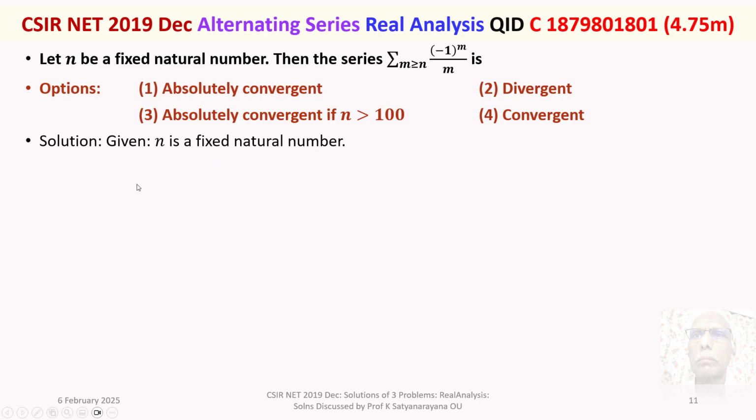Let's now discuss the solution of the problem in detail. We are given n, a fixed natural number. N is a natural number and fix it. We have the series sigma m greater than or equal to n of minus 1 to the power of m by m. That means the first n minus 1 terms are not included in the series, and the series starts from the nth term onwards.